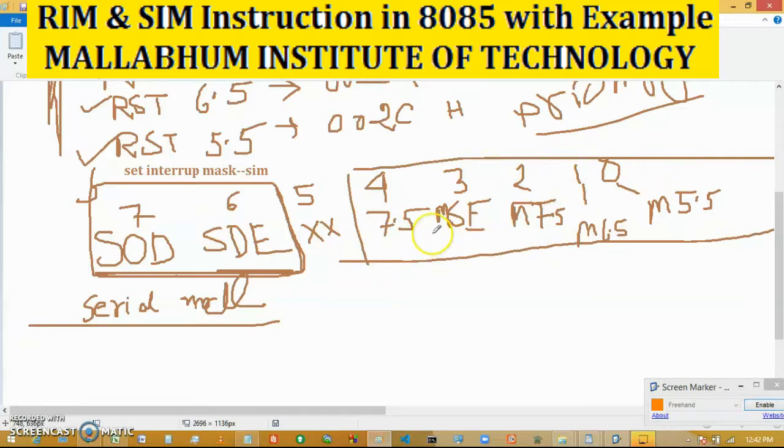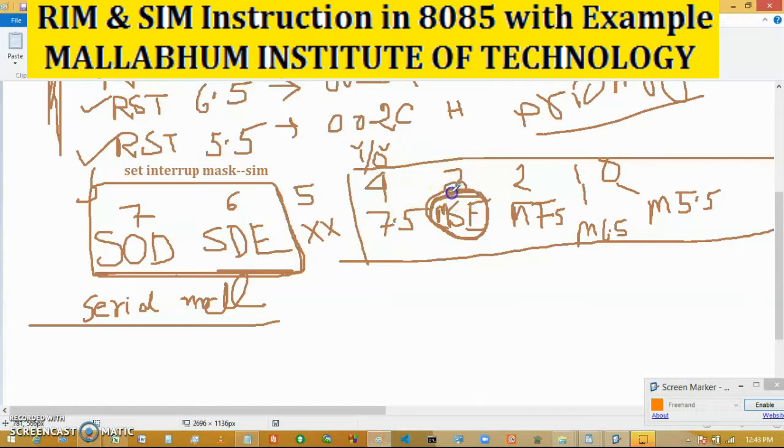these 4 bits. First, this MSE, mask set enable flip flop. Now all of these bits can be set or reset. Set or reset means it can be given value 0 or value 1. Each of these is a flip flop, so a flip flop can be set or reset. That's why I am saying flip flop: bit number 4 flip flop, bit number 3 flip flop.